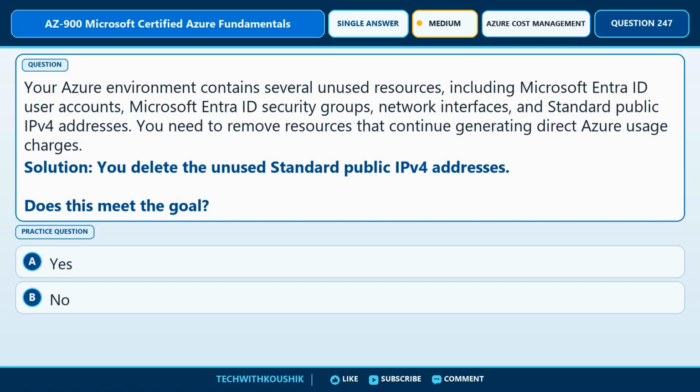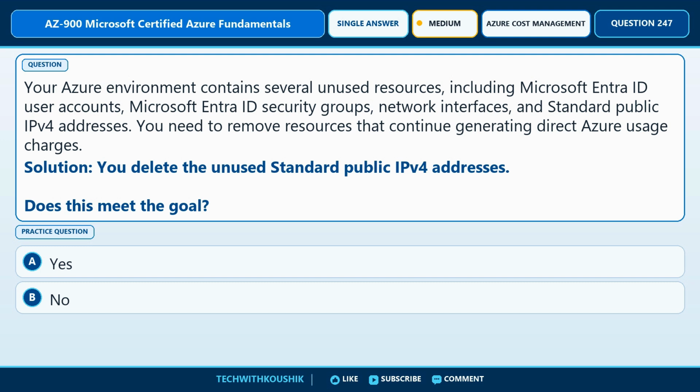Let's work through question number 247. First, let's review the situation. Your Azure environment contains several unused resources, including Microsoft Entra ID user accounts, Microsoft Entra ID security groups, network interfaces, and standard public IP version 4 addresses. You need to remove resources that continue generating direct Azure usage charges.